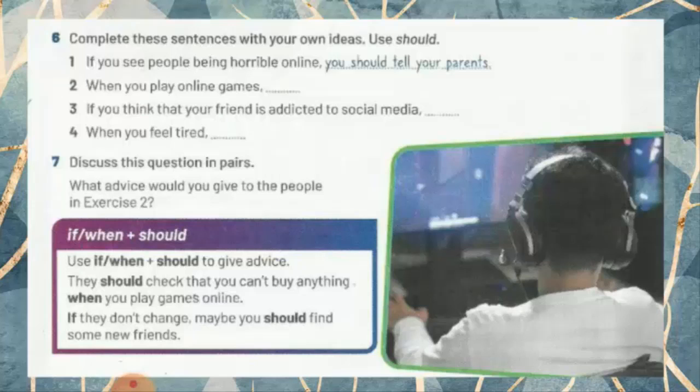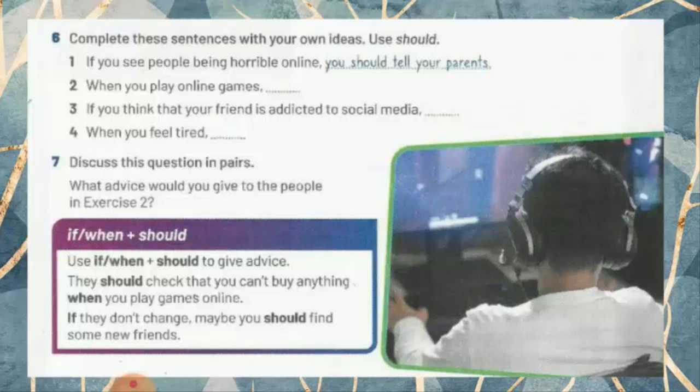So, one of the different usages of if is to give advice. Use if or when plus should to give advice. For example, they should check that you can't buy anything when you play games online. If they don't change, maybe you should find some new friends. So if you want to give your friend a piece of advice, you should use if plus should. يبقى لما نعوز نستخدم if لإعطاء نصيحة بنستخدم should بدل will.